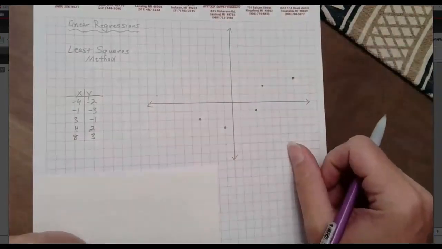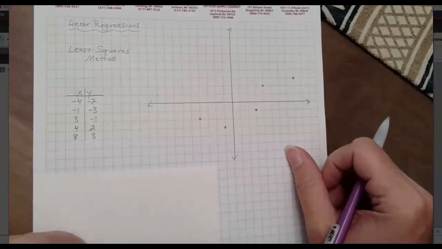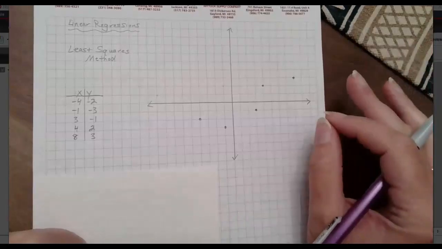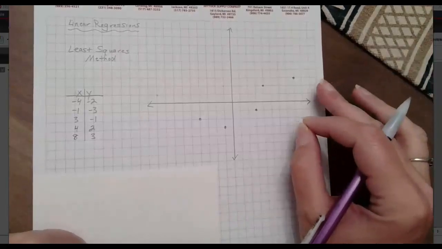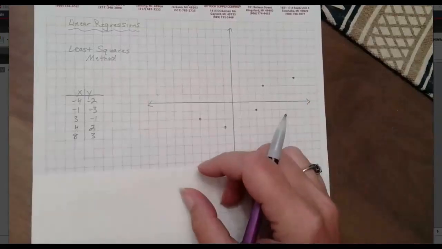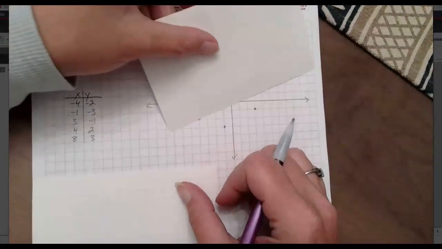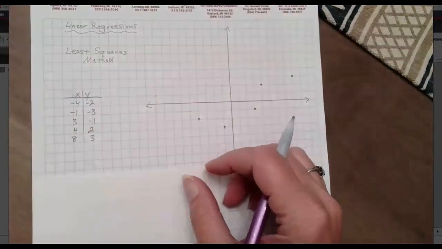Today's topic is linear regressions. The idea of a best fitting line is what we're working with here, but we're trying to be a little bit more exact. We could just take my improvisational ruler here and say, all right, well, what line best fits these points?